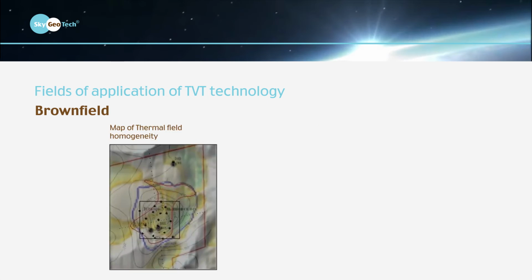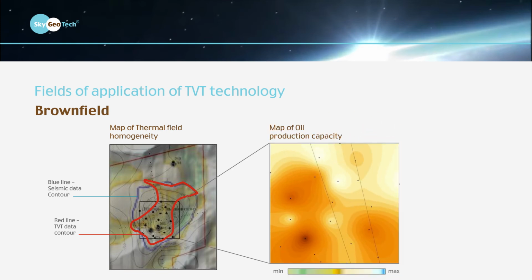This is the map of this area. Blue line shows seismic data deposit contour. We made TVT exploration, and as a result we got our contour, which is shown by red color. As you can see, our contour is 35% less than the seismic one. We increased accuracy of boundaries of deposit, and according to our recommendations, company started drilling in this square. All the wells that were drilled in this square have good oil production. So the TVT technology allows to avoid unnecessary wildcat drilling, which brings us to saving money on this stage.